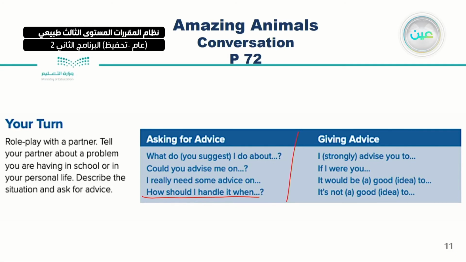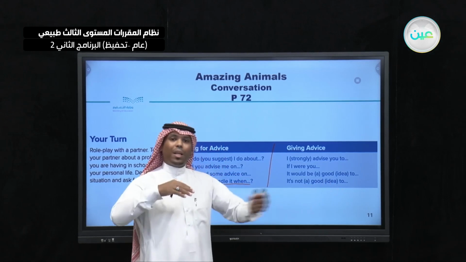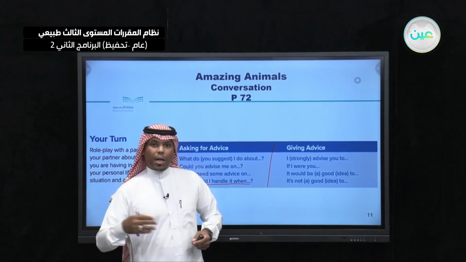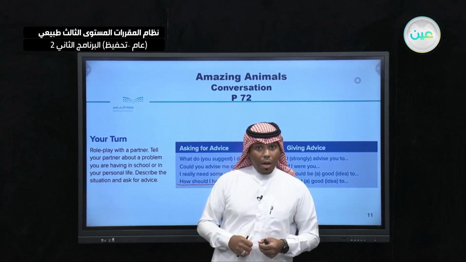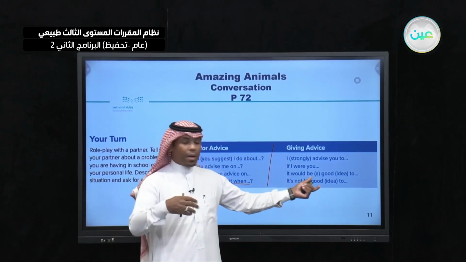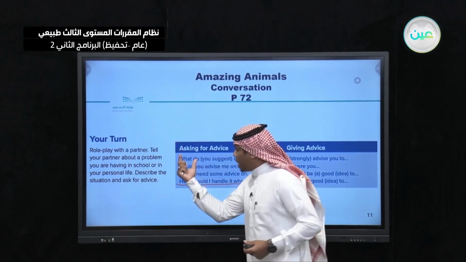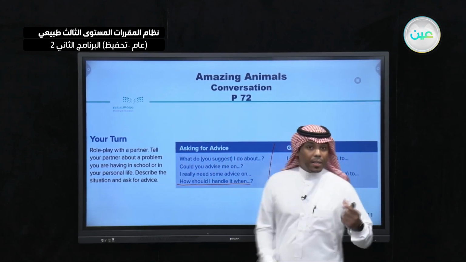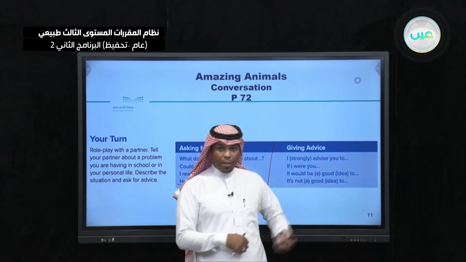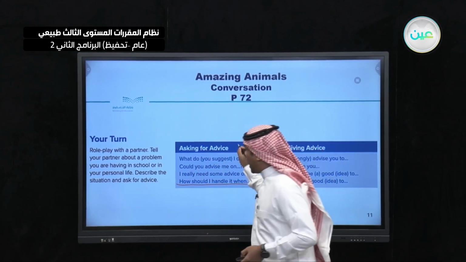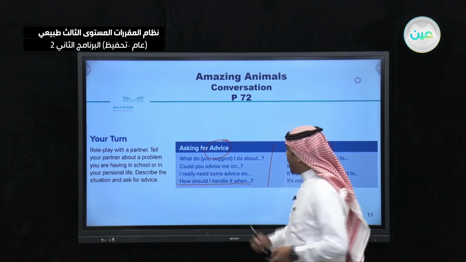Or you could say, for example, it would be a good idea to set rules and stick by them. And finally, it's not a good idea to, for example, let the horse call the shots. So as we said earlier, it's not a good idea to let the horse call the shots. Here, as you can see, we learned how we can ask for advice and, of course, give it.